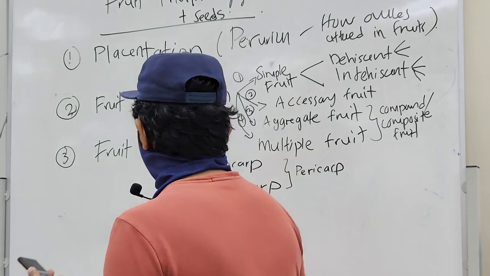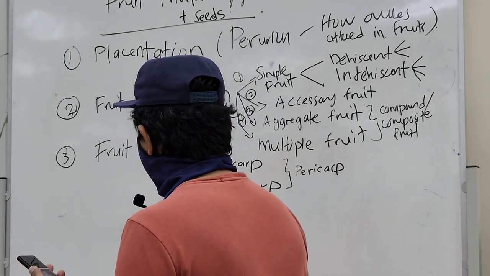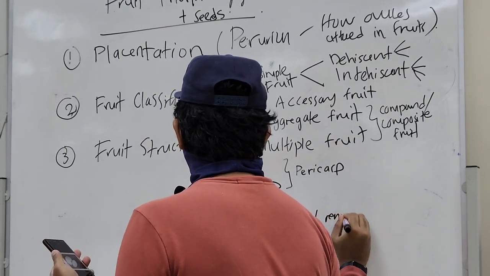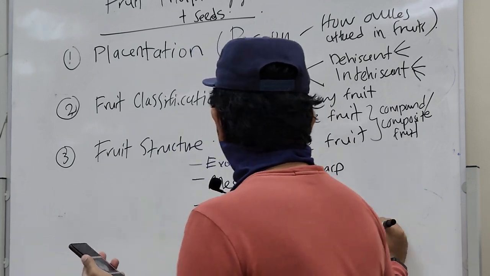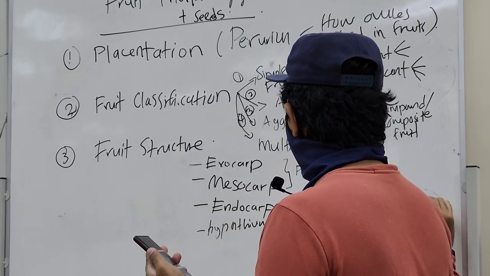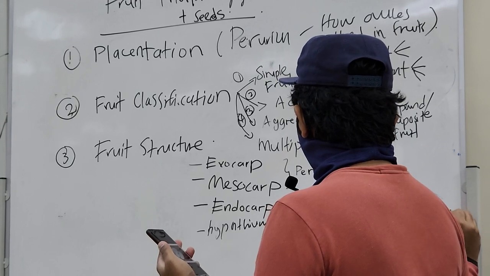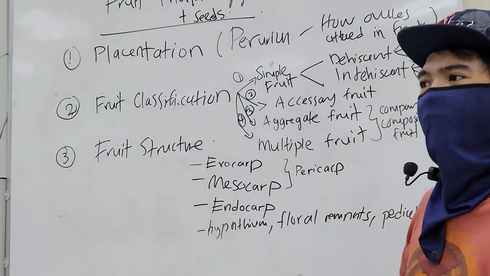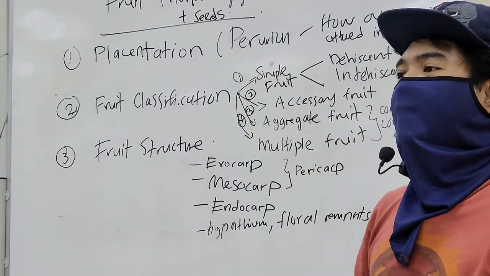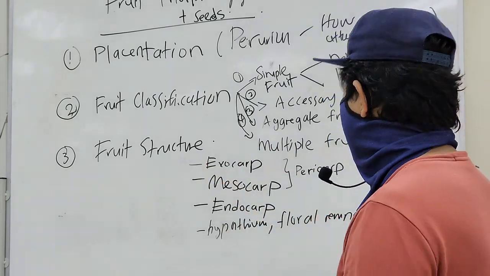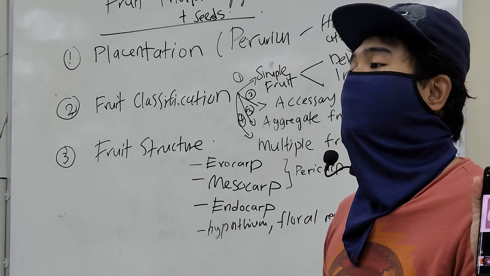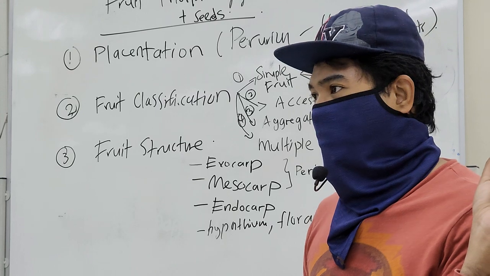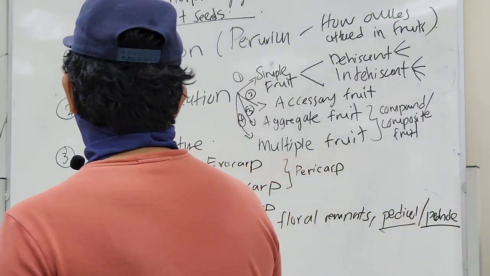So you will have other structures like the hypanthium, floral remnants, and also the pedicel or peduncle. Wait, isn't this the flower structure? Yes, remember, this is from the flower. The flower has now evolved to become a new organ, namely fruit. So to some degree, these can still be present. The stalk of the apple is the flower stalk. Remember that. Okay, enough of that.